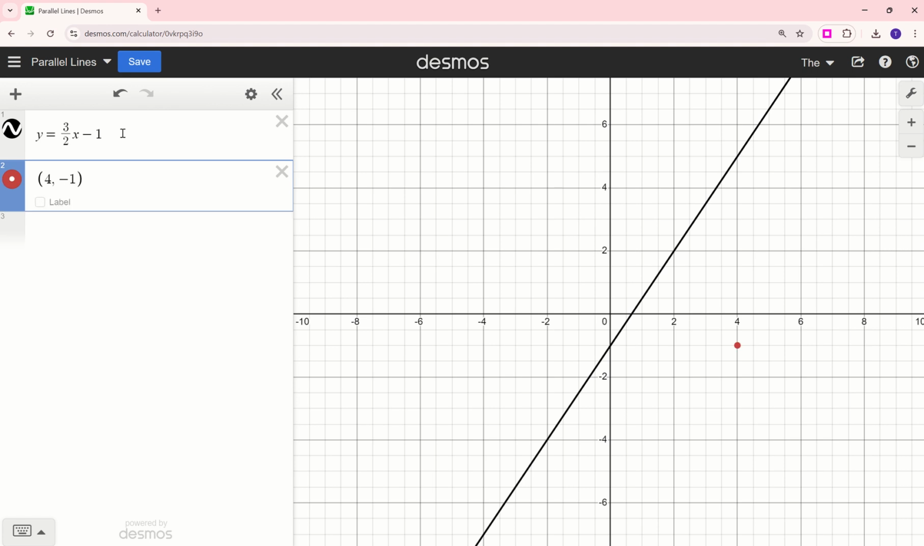So you're going to enter the equation in line 1, and on line 2, you're going to enter the ordered pair. If you click on the point that appears on the graph, you can see that coordinate.